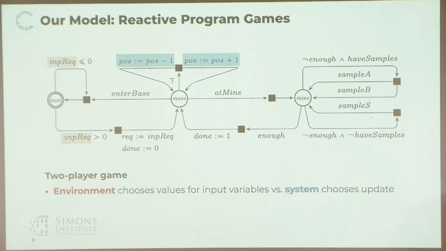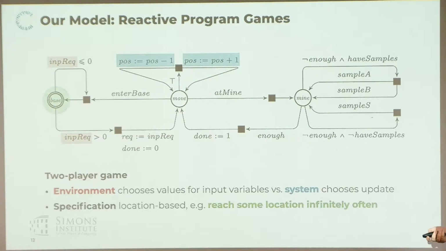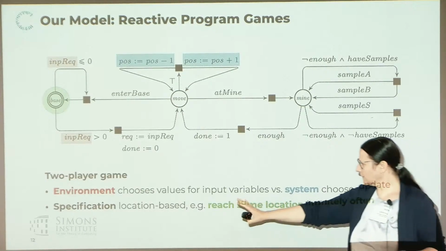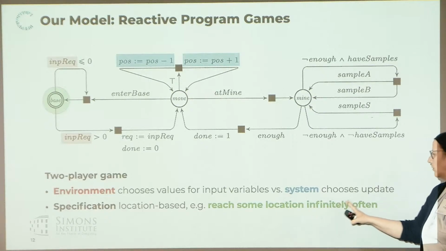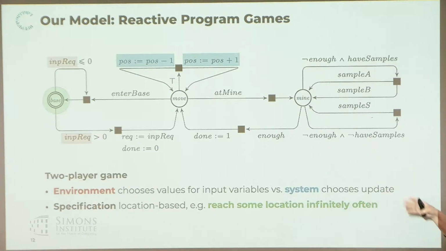So we have a finite number of choices for the system, but a possibly infinite set of choices for the environment. And the winning conditions in the game are modeled as location-based specifications. For example, reaching some location infinitely often, or reaching a set of locations infinitely often, or in general, also parity conditions defined in terms of the locations.